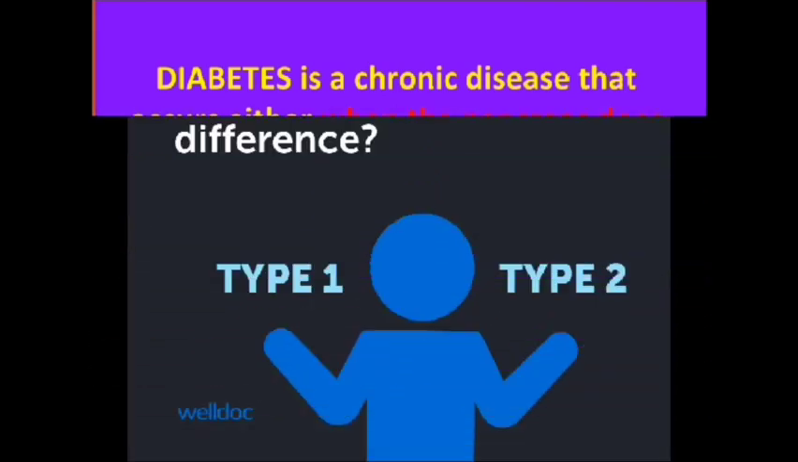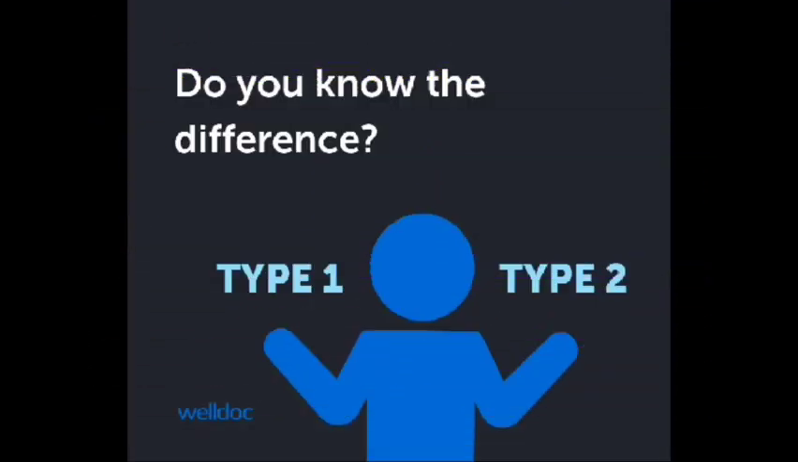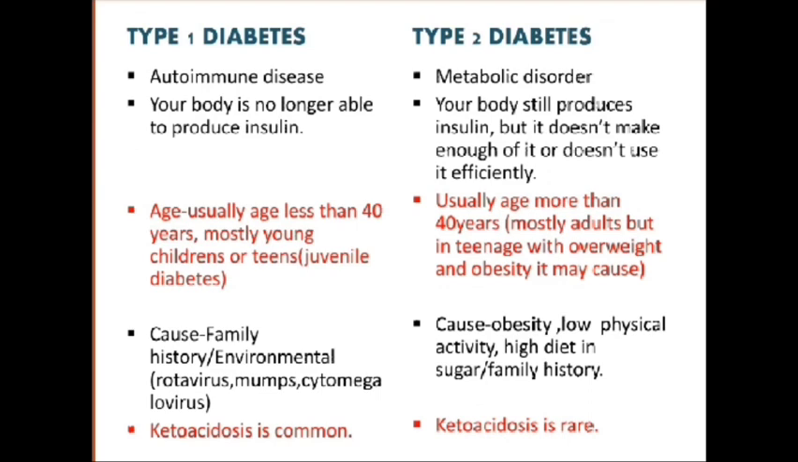Okay, so let's start with small and simple things which we should know about type 1 and type 2 diabetes mellitus. Type 1 diabetes is autoimmune disease, type 2 is metabolic disorder. In type 1, your body is no longer able to produce insulin. In type 2, your body still produces insulin but it doesn't make enough use of it. Type 1 occurs in age less than 40 years, mostly in young children or teens. Type 2 occurs in age more than 40 years. Mostly it can occur in teenage with overweight and obesity.